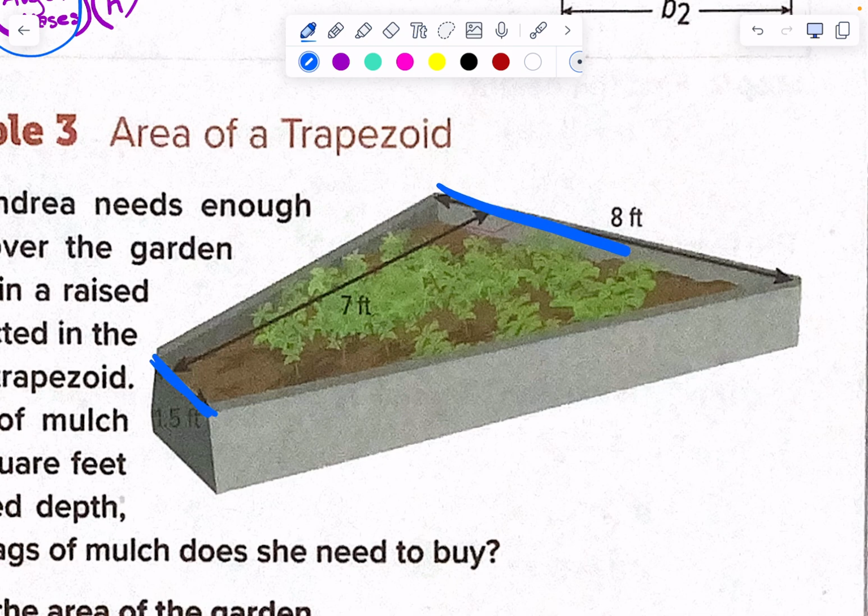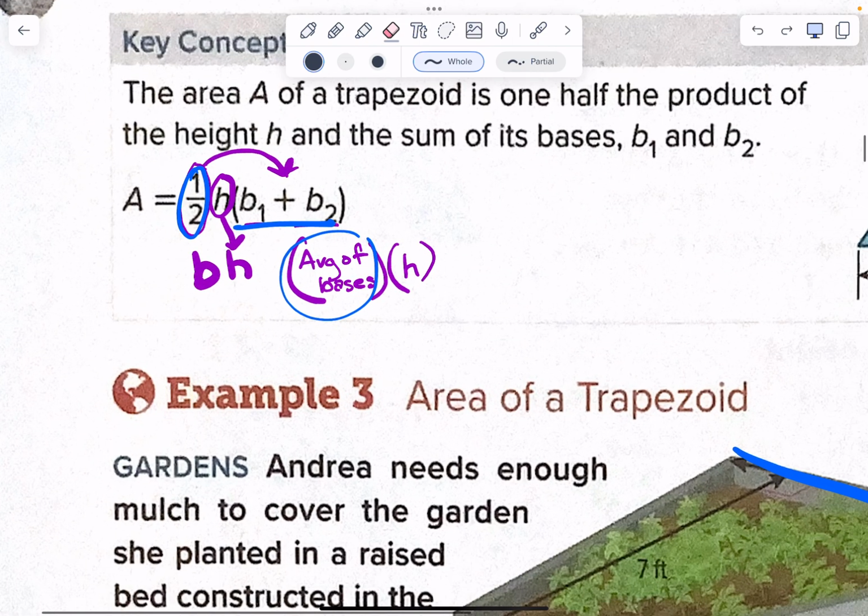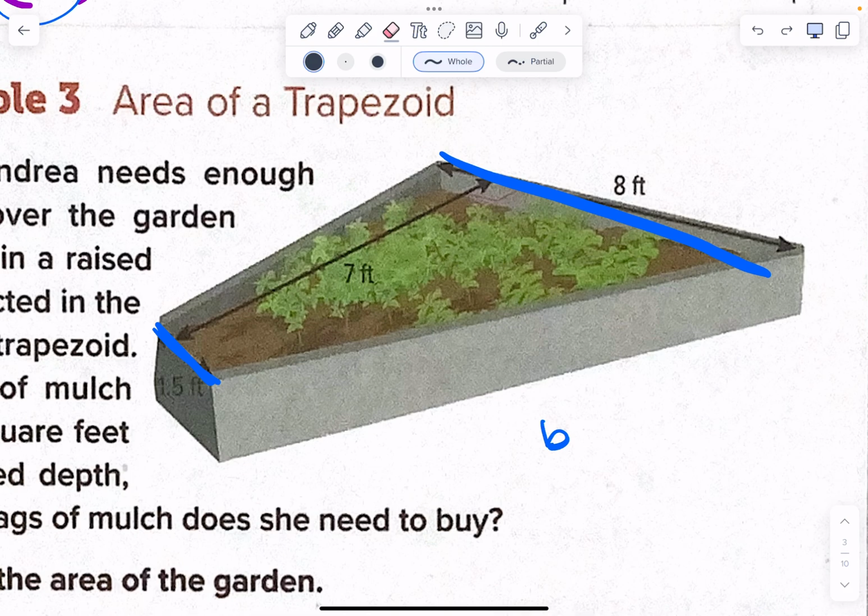1.5 and 8. Okay? So if I'm trying to find the base, I average those two together because I have two different bases, 1.5 and 8. So if I'm trying to average them, I add them together and divide by 2, or I take 1/2 of them added together, right? What's 1.5 plus 8 divided by 2? 9.5 divided by 2. 4.75? So 4.75 is going to be the base.